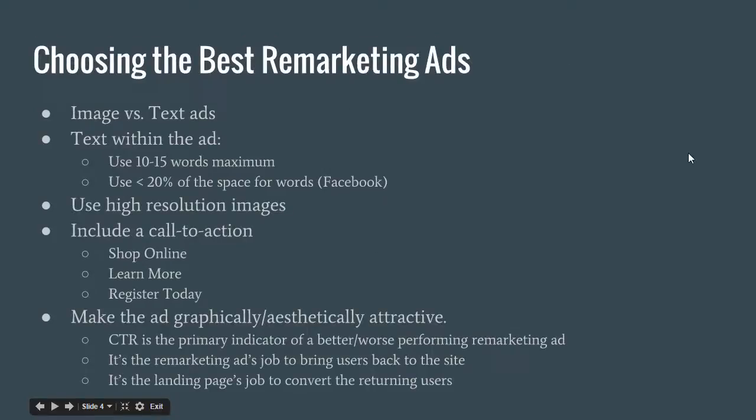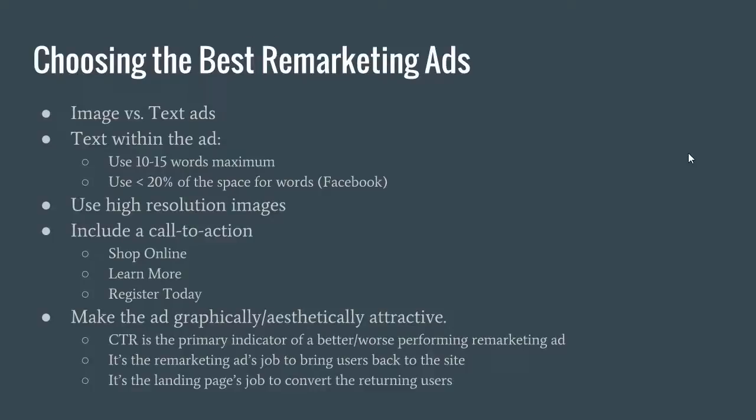Let's move on to how to choose the best remarketing ads. Now again, we can choose image or text ads. I highly recommend you go with image, but you can try text as well if you want. Within your image ad, you're going to have text, so there are going to be words within your image ad. The general rule of thumb is to use about 10 to 15 words in the ad. You don't want to go too much more than that.